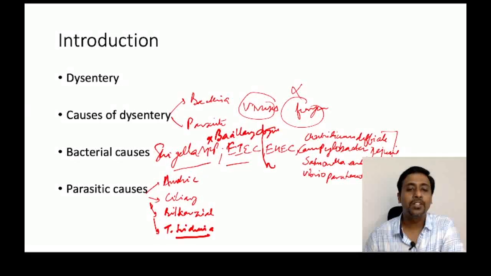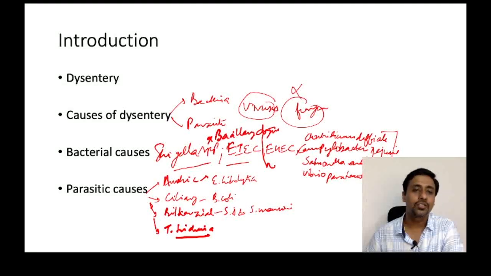Amoebic dysentery is mainly caused by Entamoeba histolytica. Ciliary dysentery is caused by Balantidium coli. Bilharzial dysentery is caused by the trematodes Schistosoma japonicum and Schistosoma mansoni. And the last one is Strongyloides stercoralis. So these are the causative agents of dysentery.